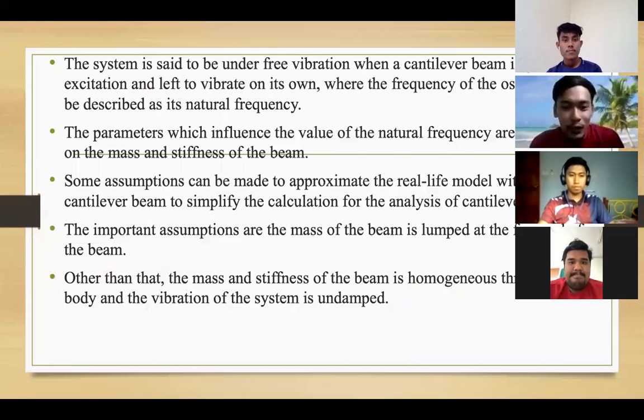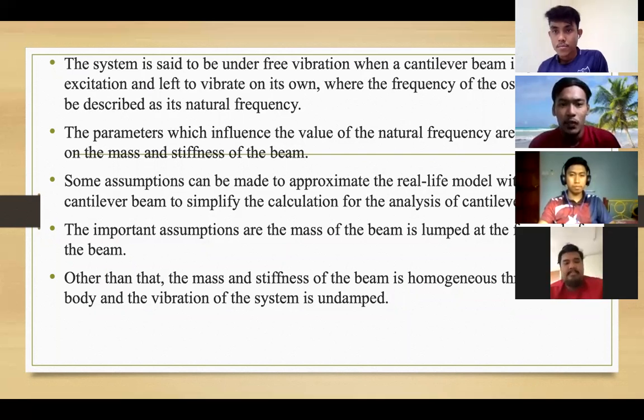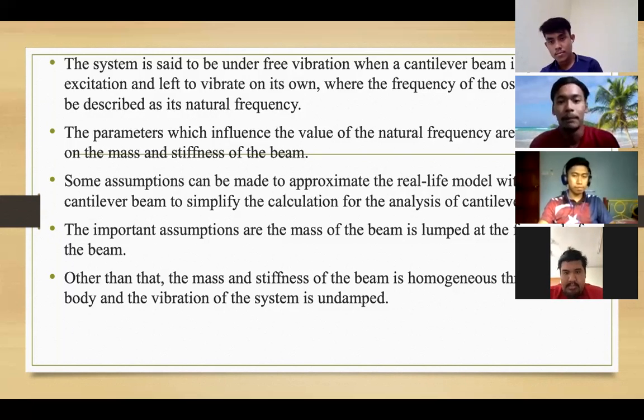All right, I will proceed to the theoretical background. So the theory of this experiment is that the system is said to be under free vibration when a cantilever beam is given an excitation and left to vibrate on its own, where the frequency of the oscillation can be described as its natural frequency. The parameters which influence the value of the natural frequency are based only on the mass and stiffness of the beam.